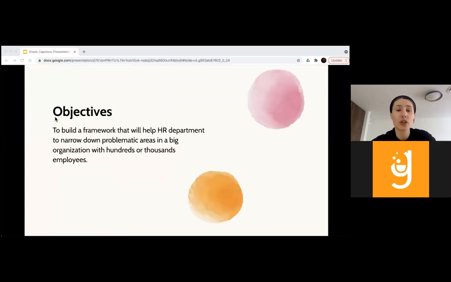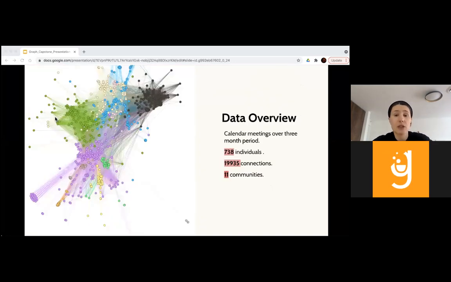The goal of this project is to explore the interaction flow of the organization and build a framework that will help the HR department narrow down problematic areas in big companies with hundreds of thousands of employees. My data set consists of calendar meetings over a 3-month period from an anonymous business. For this project, all departments and titles have been changed due to data sensitivity.